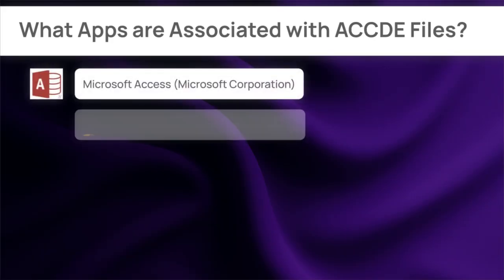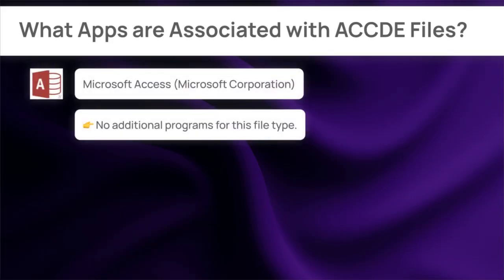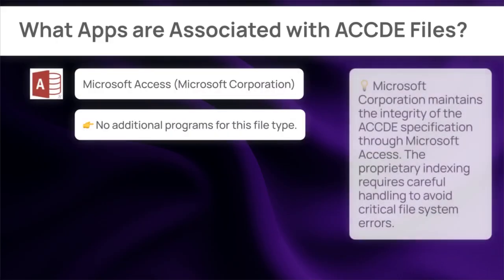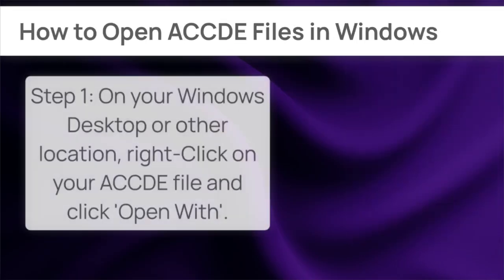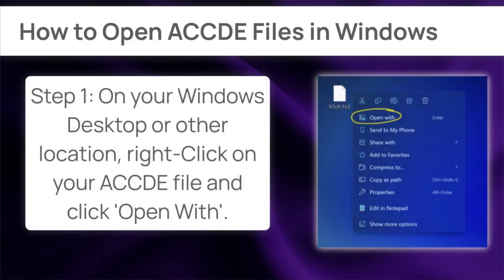For viewing and interaction, ACCDE is most commonly opened via Microsoft Access from Microsoft Corporation. The file is susceptible to corruption when accessed by standard Windows processes. Windows cannot show relational rows or fields, so specialized applications must open these files. Begin the search for the specific application handler.